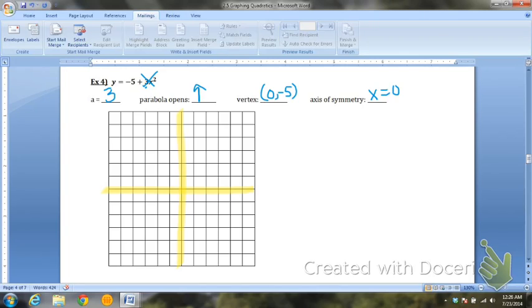So I'm going to go 0, negative 5. Label. It's going to open up. My axis of symmetry. And then I forgot this on the last one again: does this have a minimum or maximum? Well, we can see that there is a low point here, so this is a minimum. Okay?